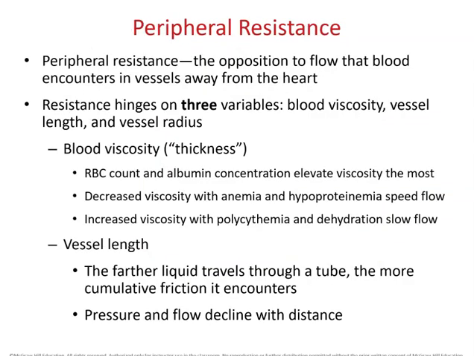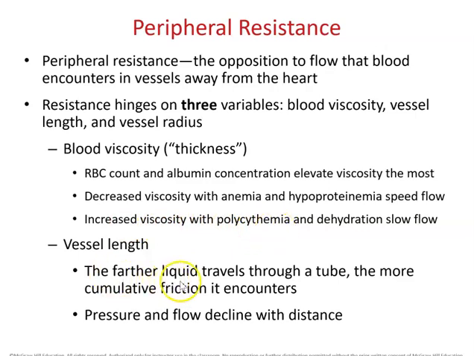The resistance to blood flow is called peripheral resistance. Resistance is affected by three variables: blood viscosity, vessel length, and vessel radius. Blood viscosity is also called blood thickness. The content of red blood cells and protein concentrations such as albumin will increase viscosity the most. Decreased viscosity can be found when people have anemia or hypoproteinemia. Increased viscosity can be found with polycythemia and dehydration.